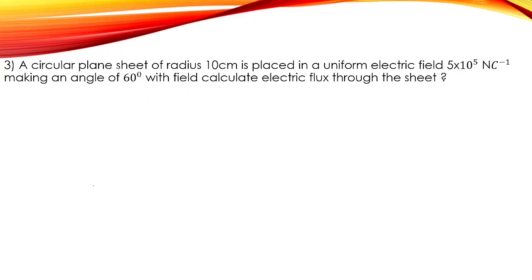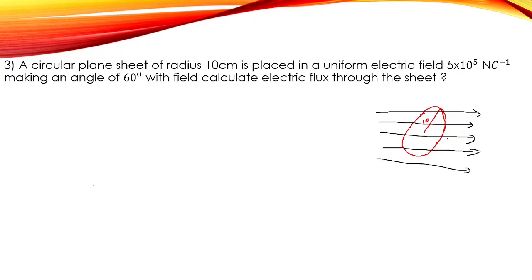So let's consider a circular plane sheet of radius 10 cm. Let's draw that first, and the radius of the circle is 10 cm. Now a uniform electric field is applied, making an angle of 60 degrees. So let's draw the electric fields. Consider these are the electric field lines passing through this circular surface, and it is making 60 degrees with the surface. So this is 60 degrees. Now the electric field lines are in this direction.